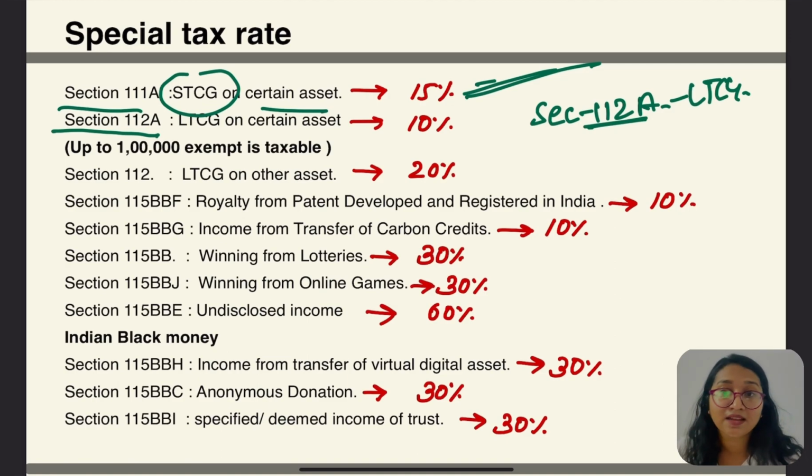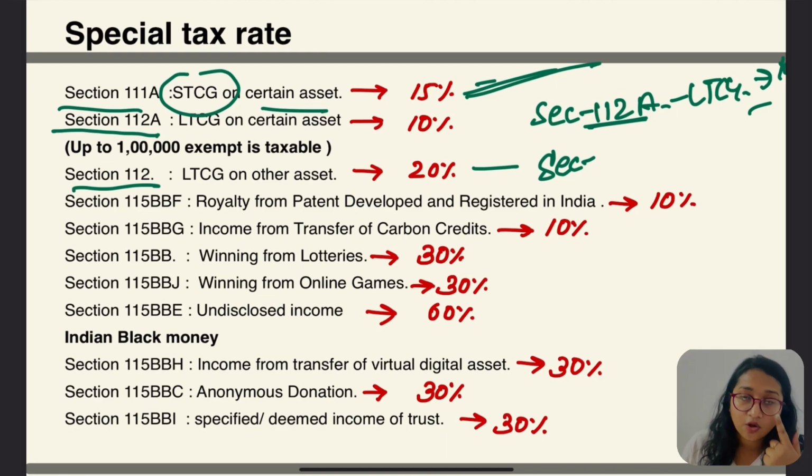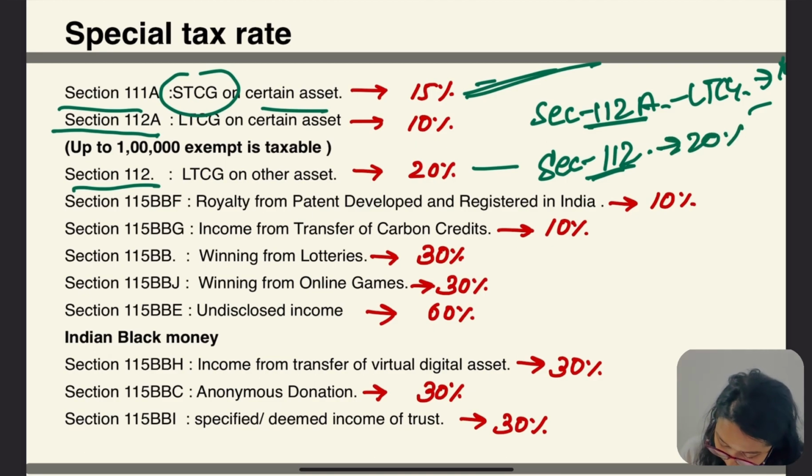If it exceeds, then the rate would be 10% for long term capital gain. Is it clear? Hope so this part was also clear. Under section 112, earlier we read about 112A for the long term capital asset, and 112 says for the other assets it would be 20% chargeable.